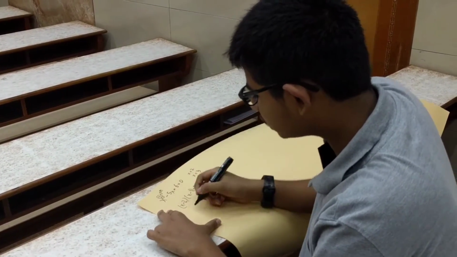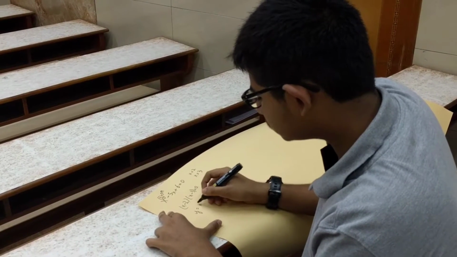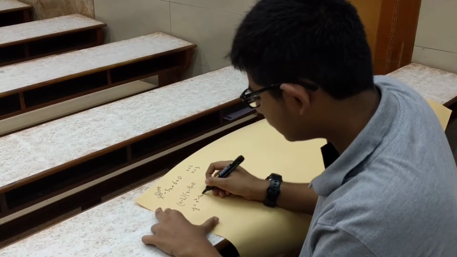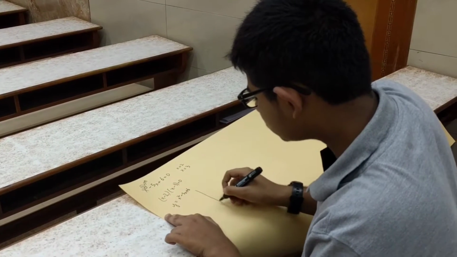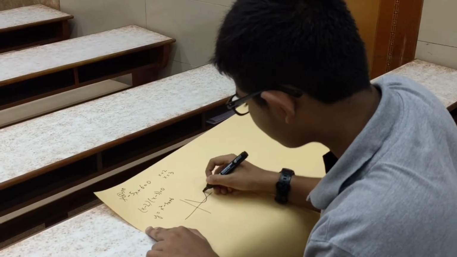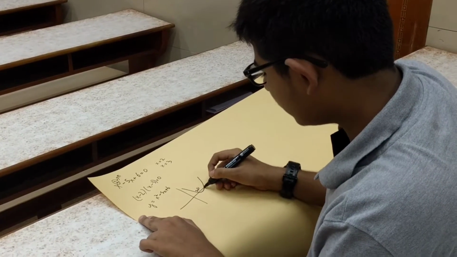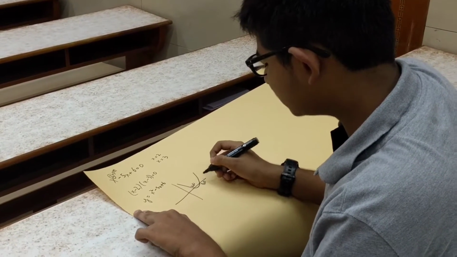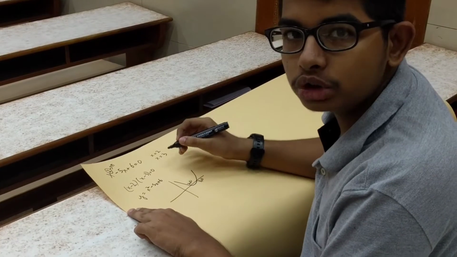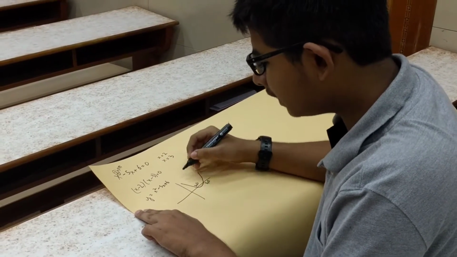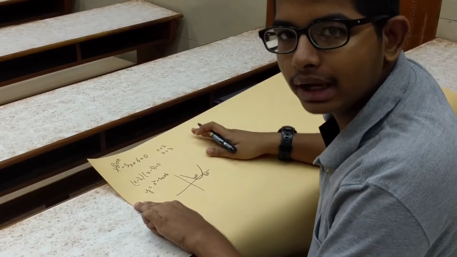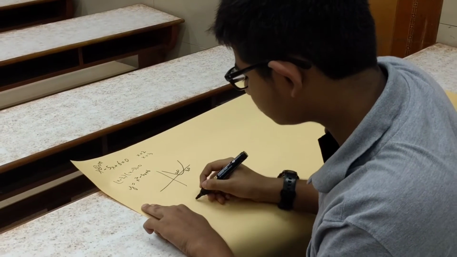When we plot a graph for this equation, y equals x square minus 5x plus 6, the graph looks something like this. This point has coordinates (2, 0) and this point has coordinates (3, 0). That means our roots are the points where our graph intersects the x-axis. Let's do it for one more quadratic equation.